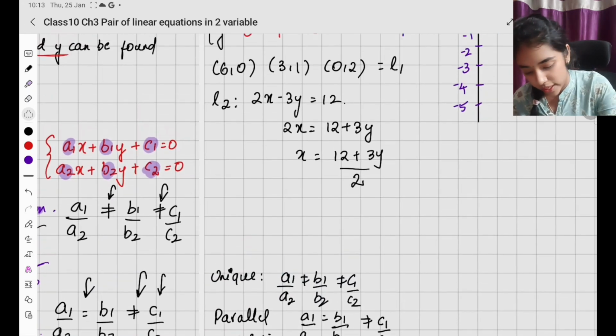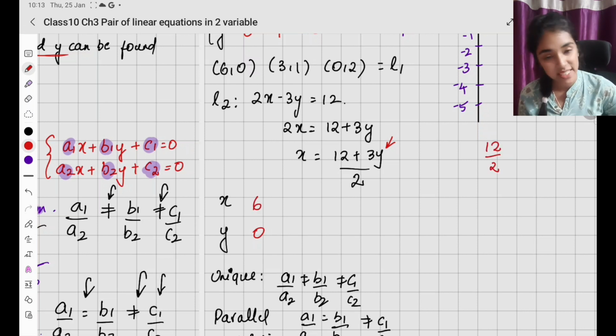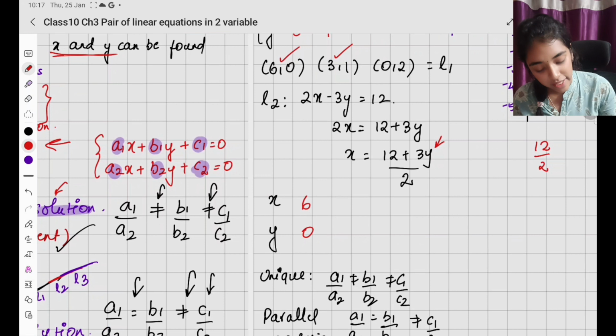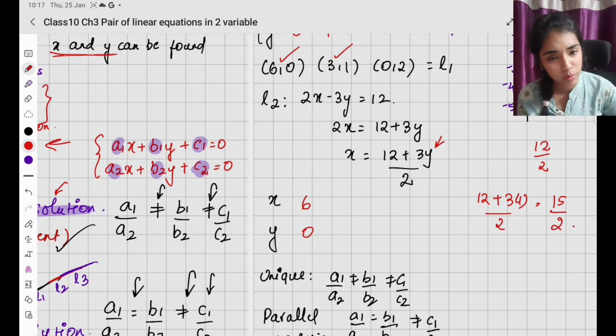Okay. Now when I substitute the values for x, I have x, y. I'll start substituting. When I put value of y to be 0, if y is equal to 0, I'll have 12 divided by 2, which is going to be 6. Okay. Now, when I substitute the value of 1, I have 12 plus 3 into 1 divided by 2. So, I have 15 divided by 2, but let's avoid some decimal numbers. If there are no decimal numbers, it will be a little easy to solve.